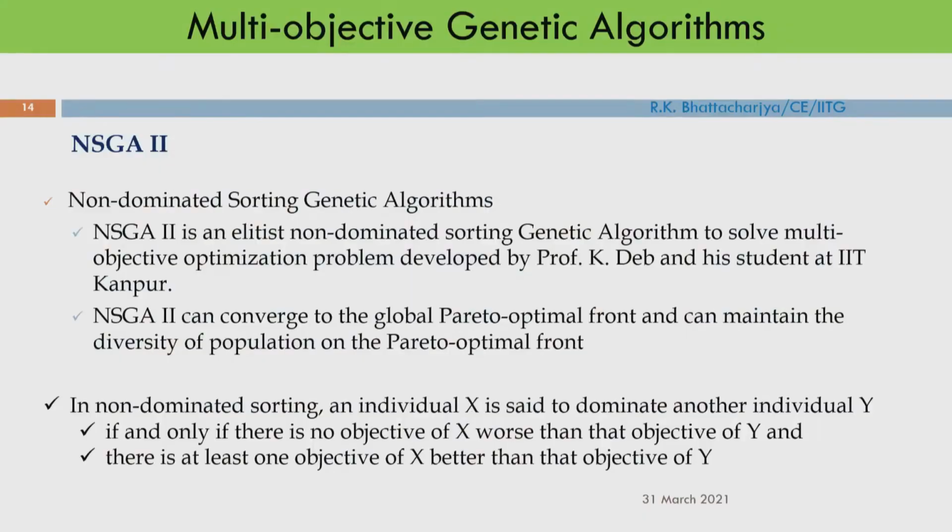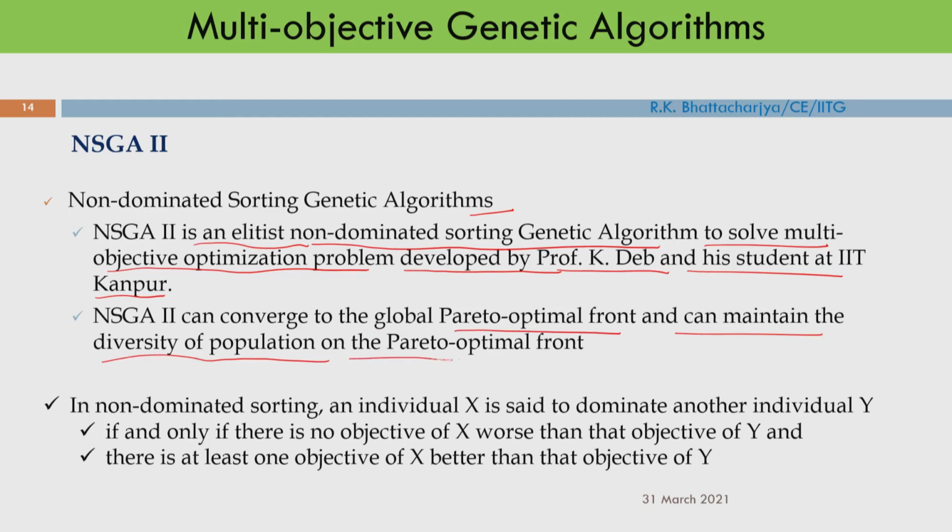So, here NSGA 2 is the non-dominated sorting genetic algorithm. NSGA 2 is an elitist non-dominated sorting genetic algorithm to solve multi-objective optimization problems, and this algorithm was developed by Professor Kalyanmoy Deb and his student at IIT Kanpur. NSGA 2 can converge to the global Pareto optimal front and can maintain the diversity of the population on the Pareto optimal front. So, these are the 2 main advantages of NSGA 2. It can reach the Pareto optimal front very quickly and it can also maintain the diversity, so the spread can be maintained.